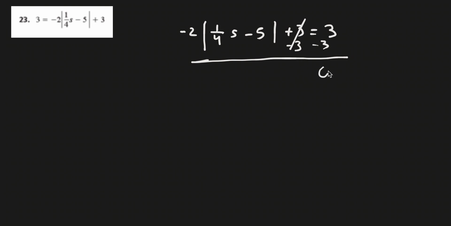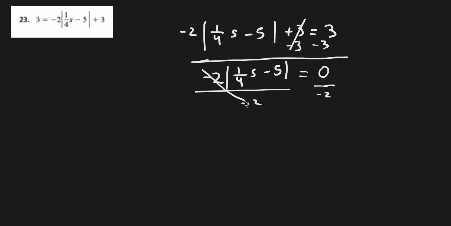So this is the subtraction property of equality. We have -2 times the absolute value of 1/4 s minus 5, divide by -2. We have a 0 on this side, so we don't have to worry about anything. So just divide: 0 is equal to the absolute value of 1/4 s minus 5. My s's and my 5's look very similar, but that's an s, that's a 5. So we can now produce two separate equations.